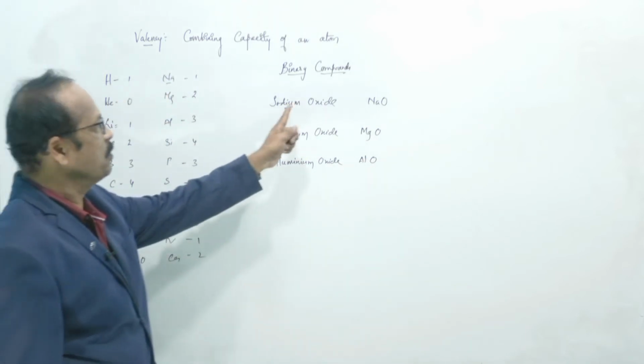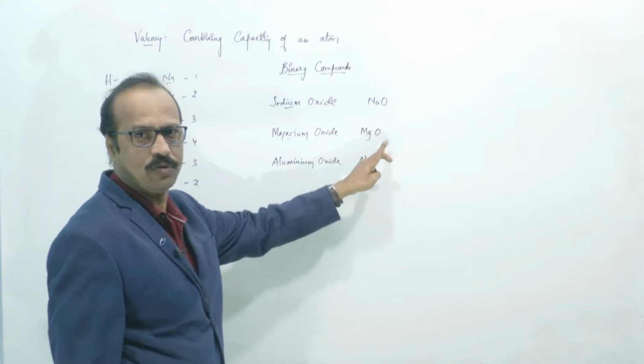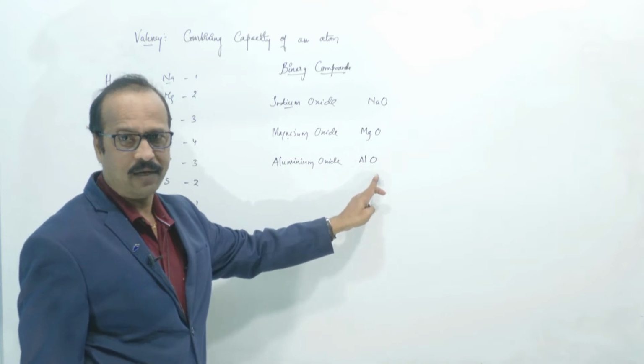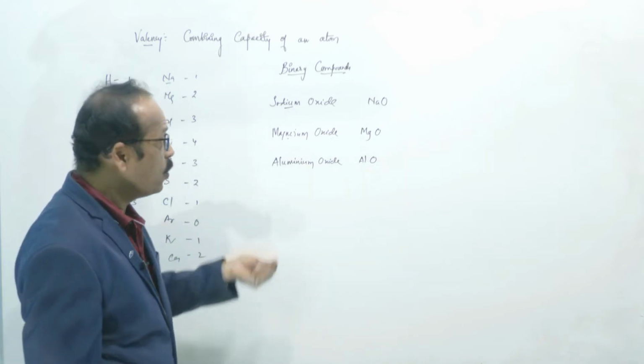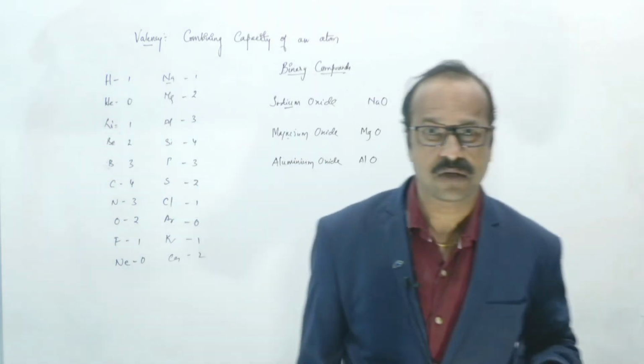Right. So sodium oxide. Sodium is Na. Oxide is O. Magnesium oxide. Mg is magnesium. O for oxygen. Aluminium oxide. Al is the aluminium symbol and oxygen symbol is O. Now I have written like this. Now whether these formulas are correct or wrong.